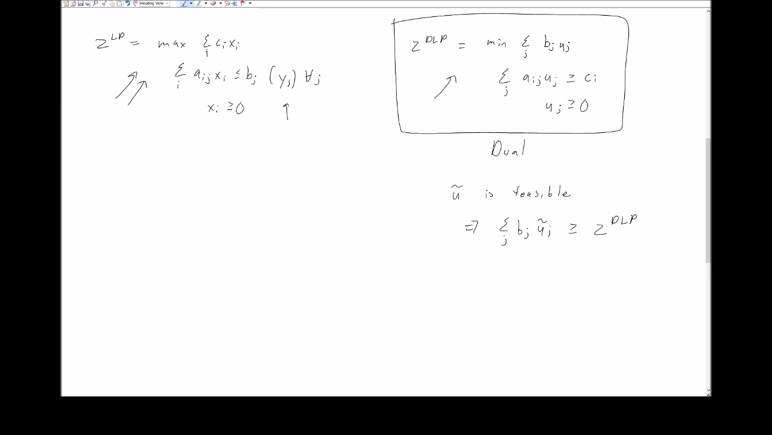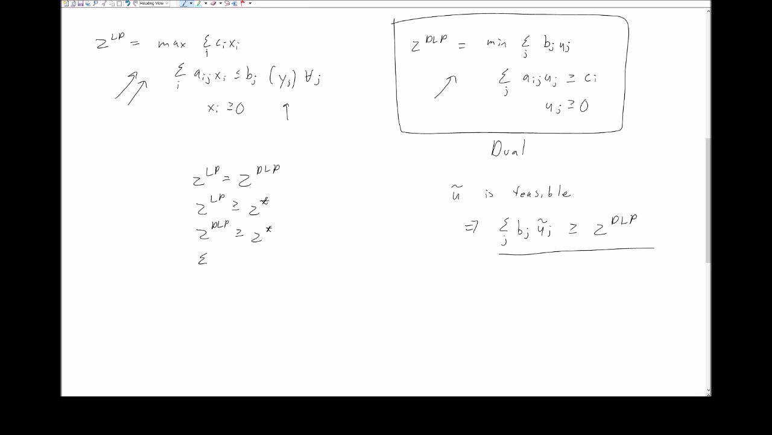We can see how this is going to help us when we're looking at our original integer program. We know that the value of our linear program is equal to the value of our dual program. This comes from duality theory for linear programs. We also know that the linear program is a relaxation of our integer program, so Z_LP is an upper bound on Z star. A consequence of these two is that our dual linear program is an upper bound on the original integer programming solution Z star.